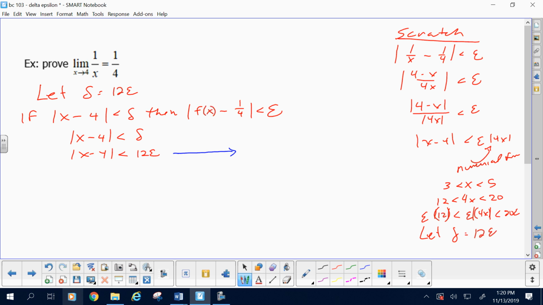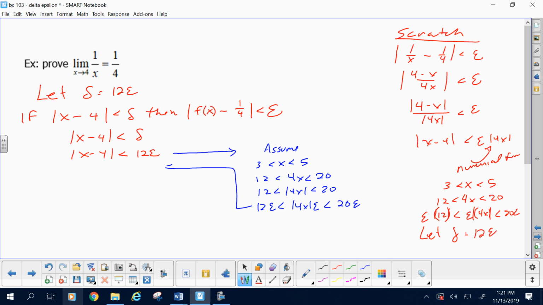We go off to the side and explain 12 epsilon to the reader. How do I start with the explanation? Assume x is between 3 and 5. And then we build up. So what's the next thing we build up? 12 is less than 4x, which is less than 20. And doesn't that mean that the absolute value of 4x is between 12 and 20? Okay, and then what else do we need? There's one more thing lacking. Epsilon. 12 epsilon is less than the absolute value of 4x times epsilon, which is less than 20 epsilon.